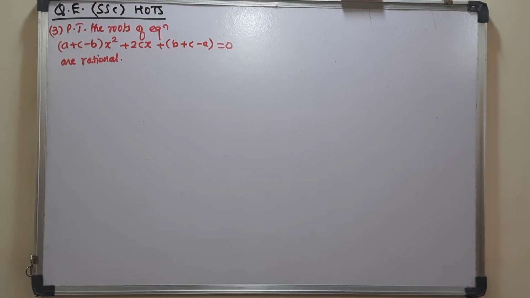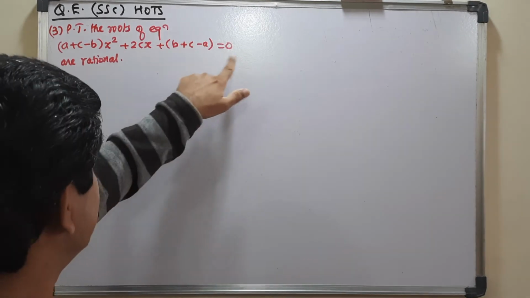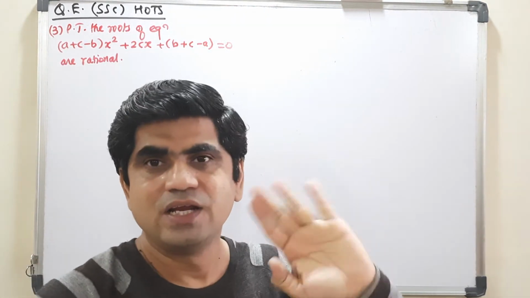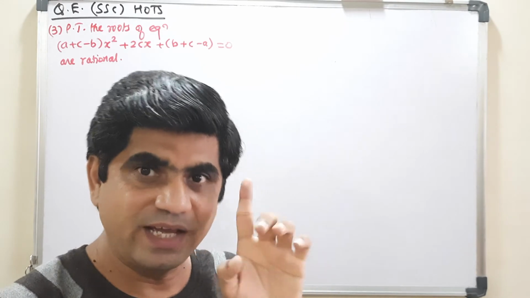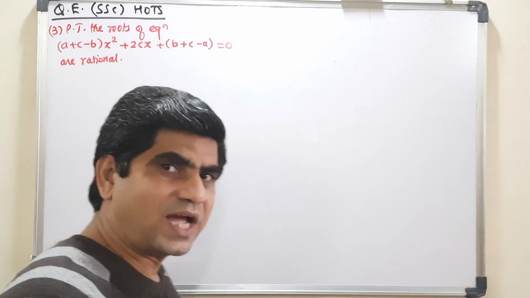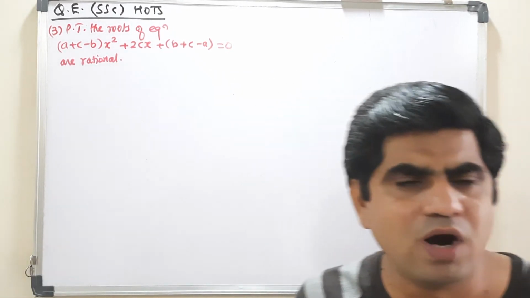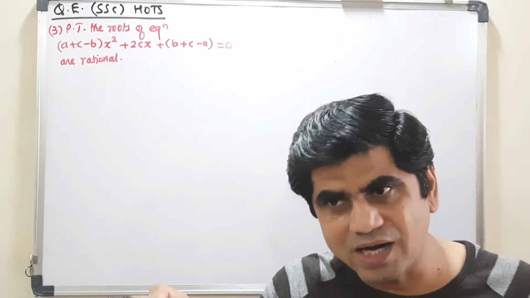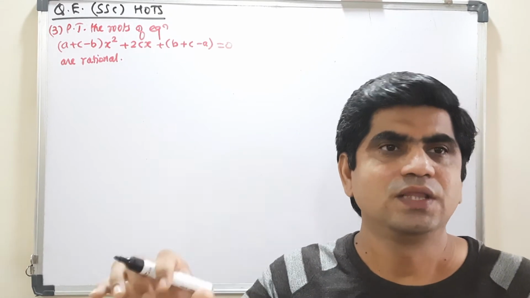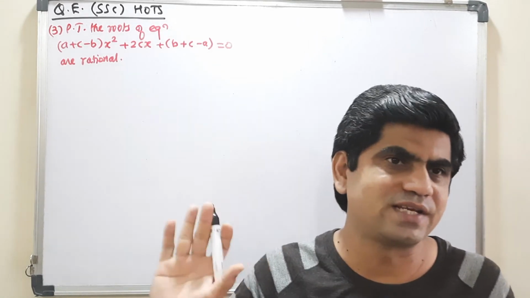See the question that is written on the board. It says prove that the roots of the equation, this, that is a plus c minus b into x square plus 2cx plus this is equal to 0 are rational, not real. Now it must be rational. So whether you want roots as real, unreal, equal, rational, irrational, whatever you want, you require the part that determines the root. The part that determines the root is called the discriminant. So you require discriminant over here.